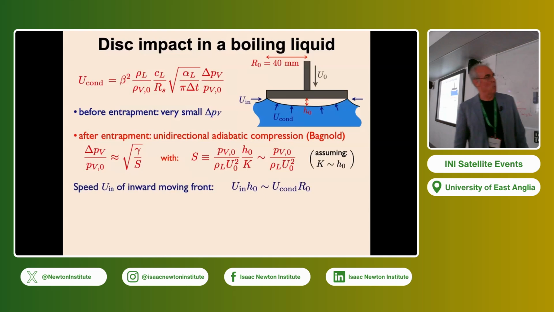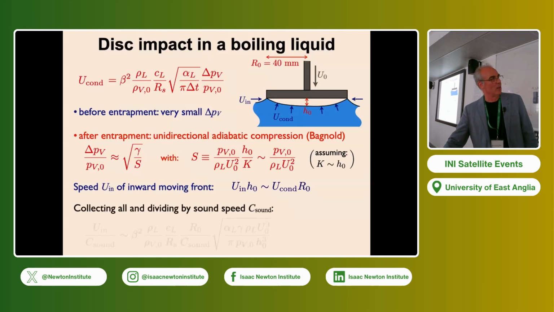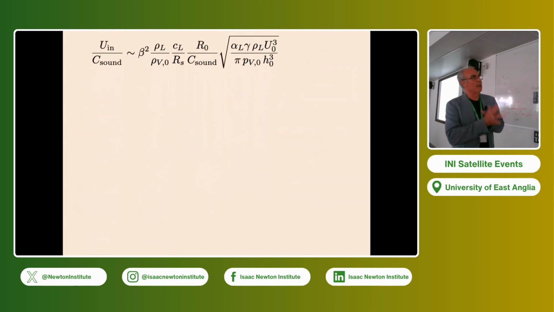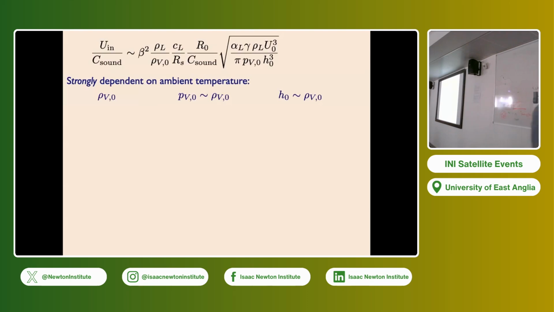And then by relating the speed of the inward moving front to the condensation speed with continuity, we can collect everything and plug it into the expression to find what you see written over there. And if we take that expression and look at what is heavily changing when we change the temperature, then there are three quantities that heavily depend on temperature.